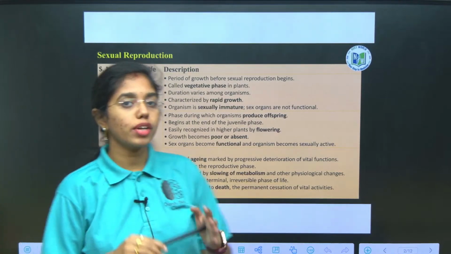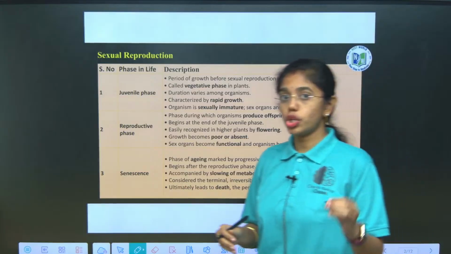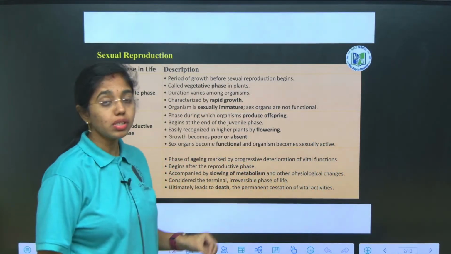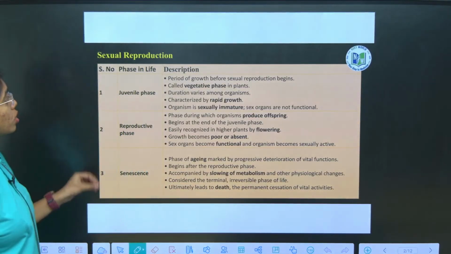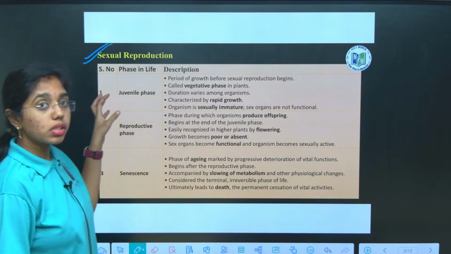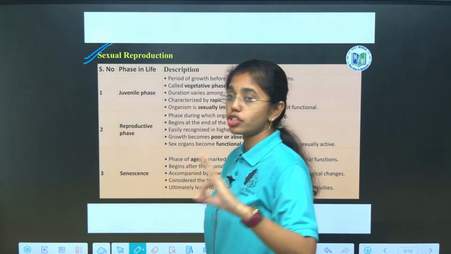EAPCET aspirants. So yes, in our previous class we dealt with mode of reproduction session 1, where we covered all the modes of asexual reproduction in detail. Today we are going to start with sexual reproduction. Before getting into sexual reproduction, we have to know about 3 phases of life.